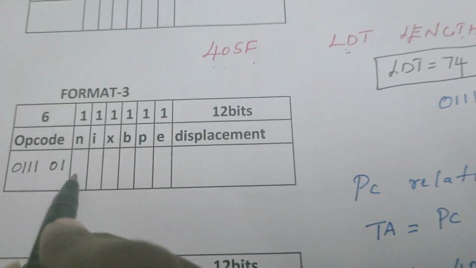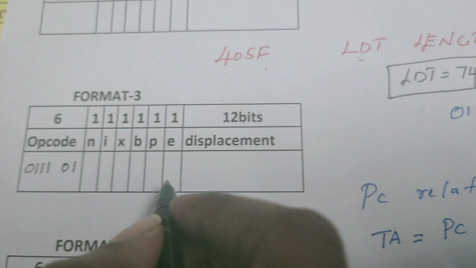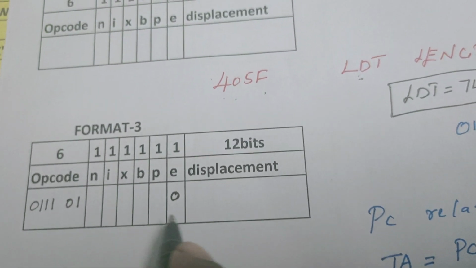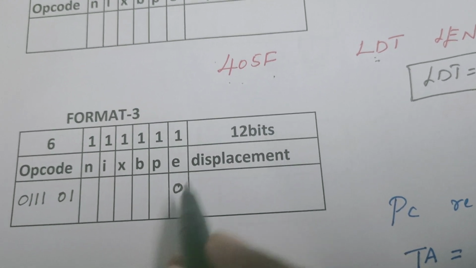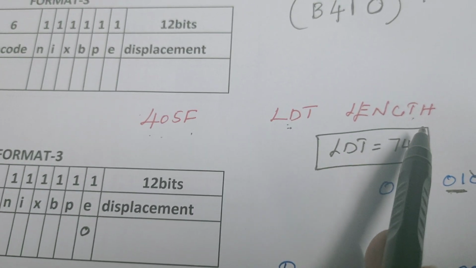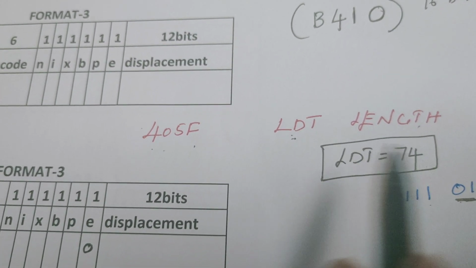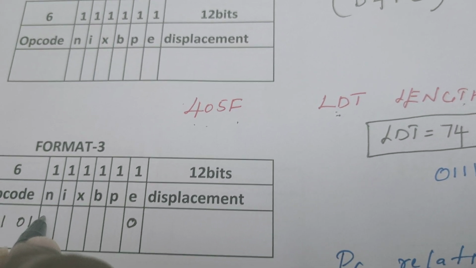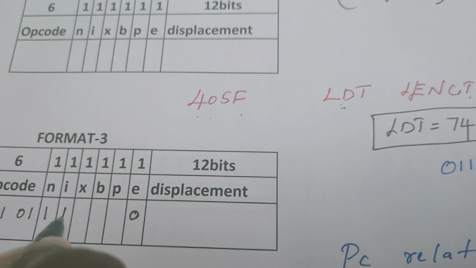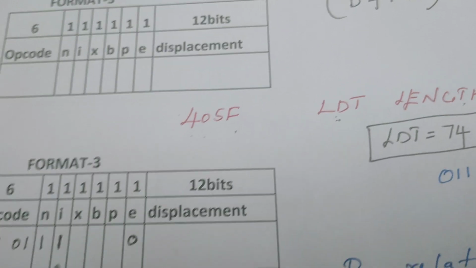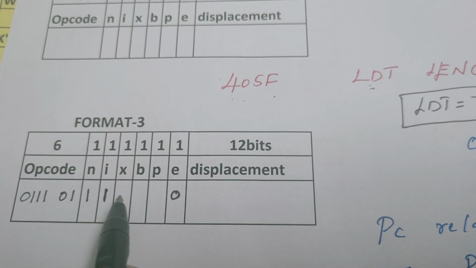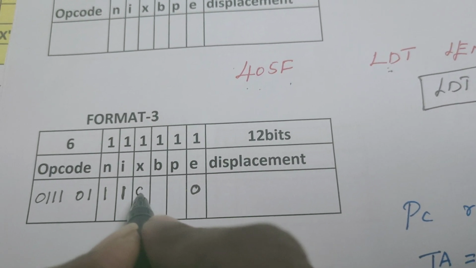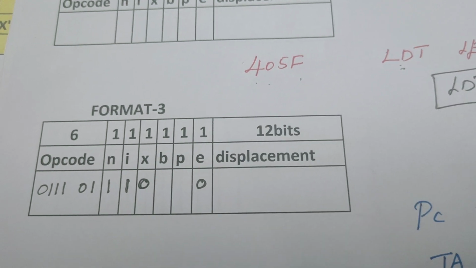Okay, what is the information for this NIXBPE? Since it is format 3, the value of E is equal to 0. If it is format 4, the value of E becomes 1. From the instruction, we can know that it is neither indirect nor immediate. If it is not indirect or immediate, N and I should both be marked as 1. This also we have already seen in the instruction format. Since the instruction is not involving X as one of the operands, it is not indexed addressing mode also. So let us mark X is equal to 0.